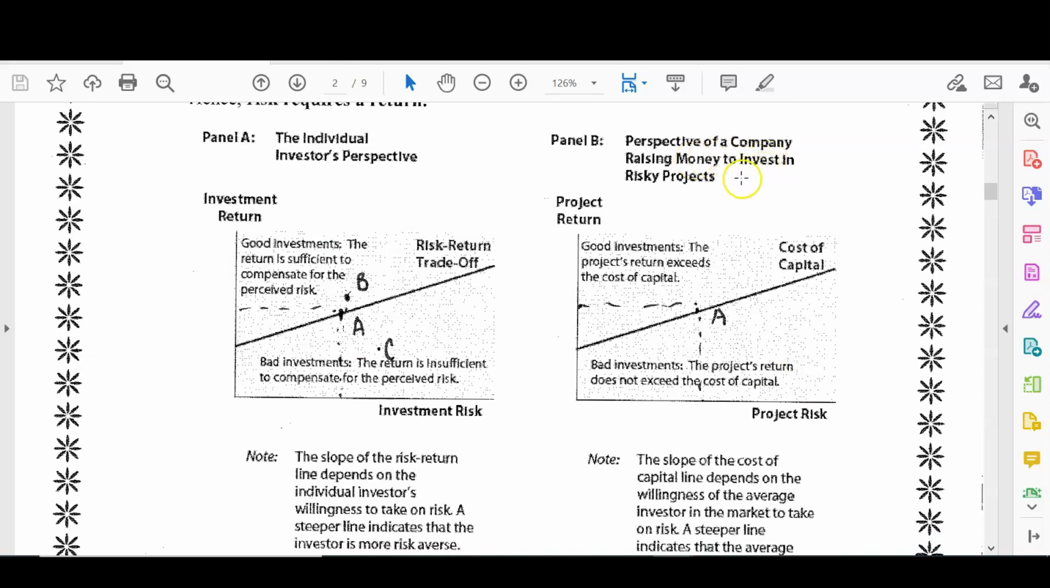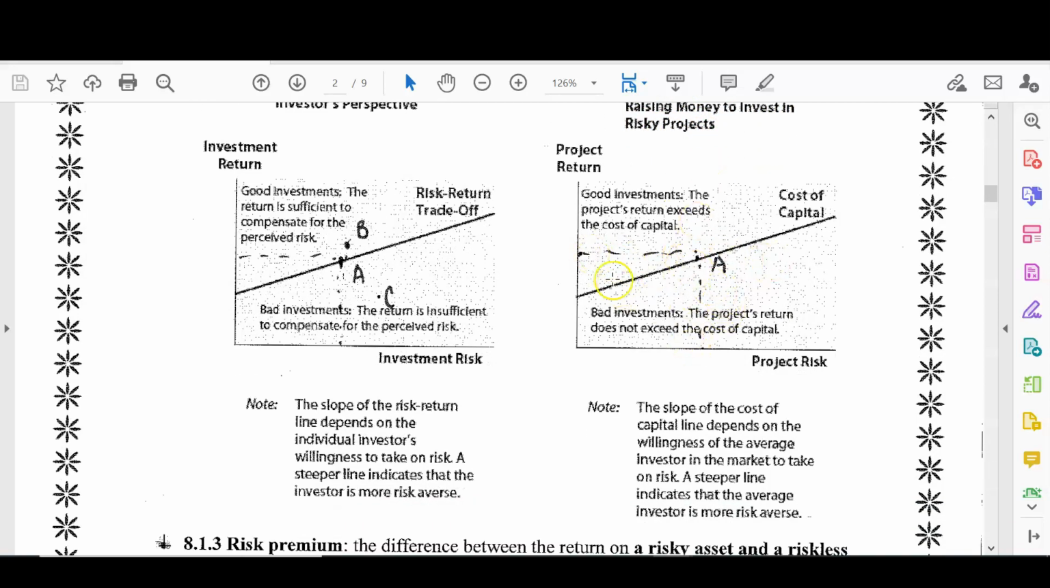From a company's perspective, when the company is raising money to invest in risky projects, we have this cost of capital line for projects with a certain level of risk. For example, at point A, we need the project to have at least this much return. Okay, because this is going to be our cost of capital to raise money to support projects of such risk. So we at least need this much return to compensate our cost.